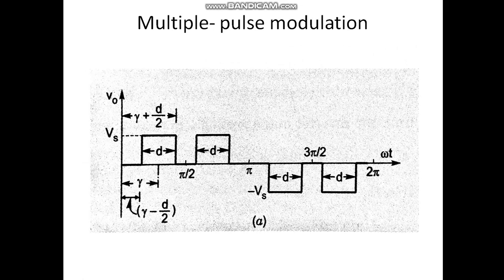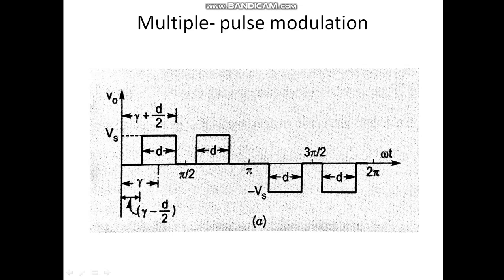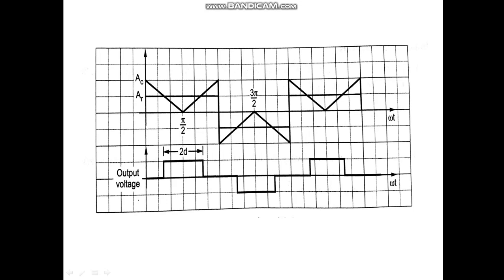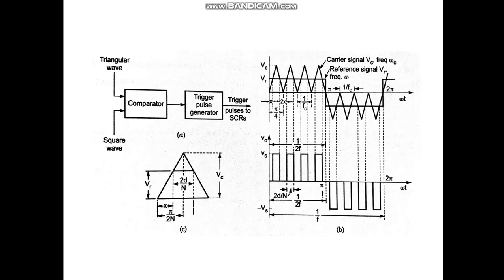Similarly, there is multiple pulse modulation. Multiple pulses are used to reduce the harmonic content. This is the main logic, and the width of all the pulses is the same. For each half cycle there will be multiple pulses. In the previous case we saw only one pulse per half cycle. Here there are two pulses per half cycle. Earlier the pulse had a width of 2d, here there are two separate pulses of width d each. Now how is this generated?